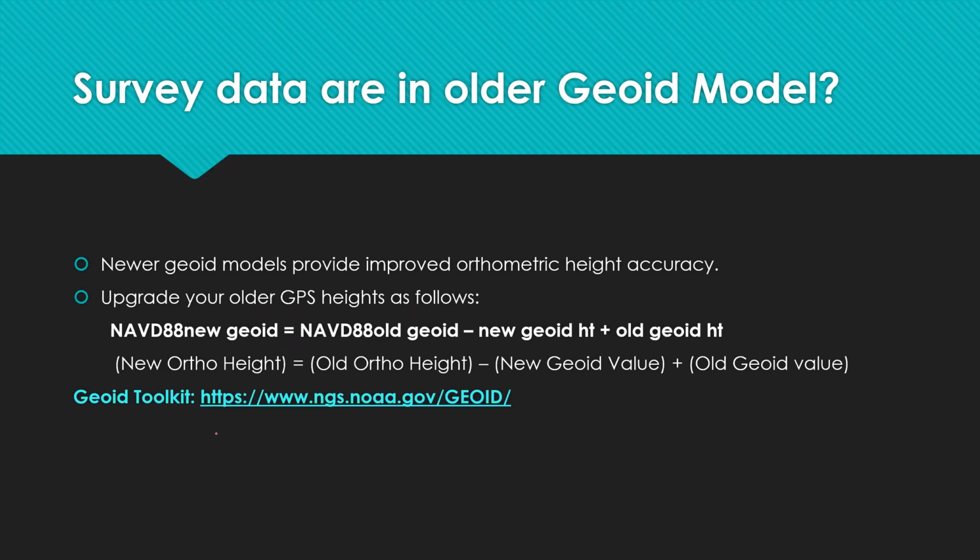And then, you guys probably won't have to deal with this, but if you do have an old GPS with an old geoid, then here's the equation to actually update your geoid. So if we want to get our new orthometric height, we have our old orthometric height minus the new geoid value plus the old geoid value, and that's how you would update that. And you can do that with software that we have. And here's a website that'll actually help you calculate that.